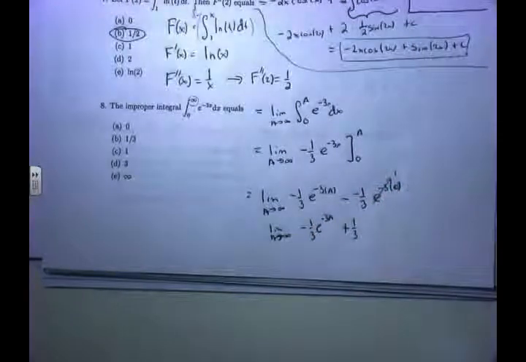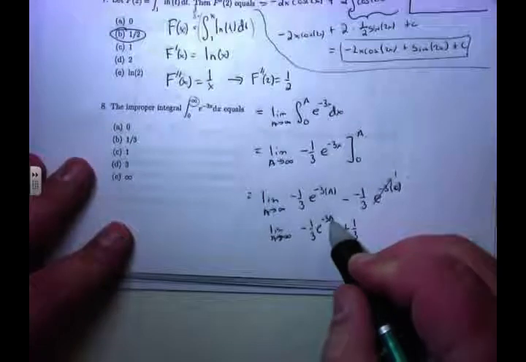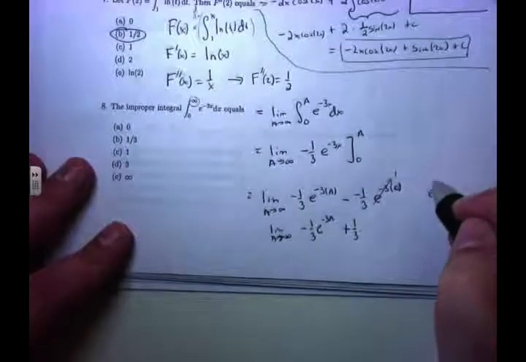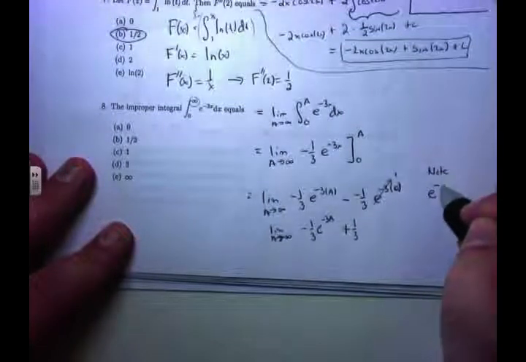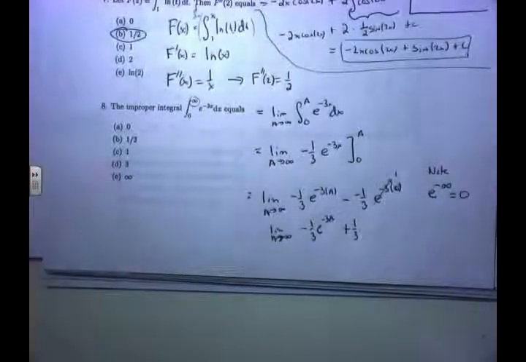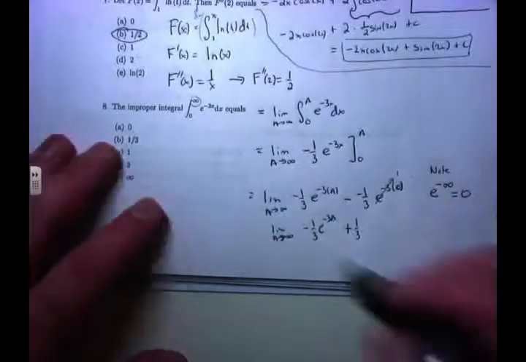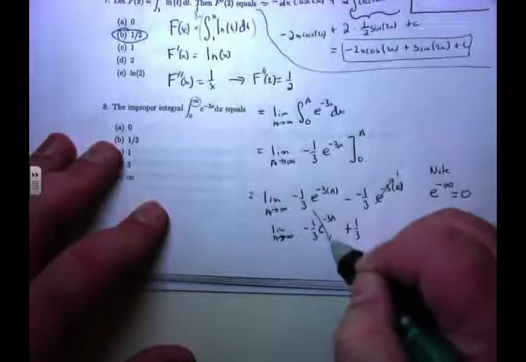Again, this is more of a Calc 1 style question, but it's Calc 2, so you're therefore responsible. Plug in infinity. When I plug in infinity, I get negative 3 times infinity, which is negative infinity. And just a note, what is e to the negative infinity? 0. Negative exponents go on the bottom. E to the infinity is infinity, but with the negative, it puts it on the bottom. And when the infinity is on the bottom, 1 over infinity is 0. E to the negative infinity is equal to 0. So when I plug in infinity here, I get 0.